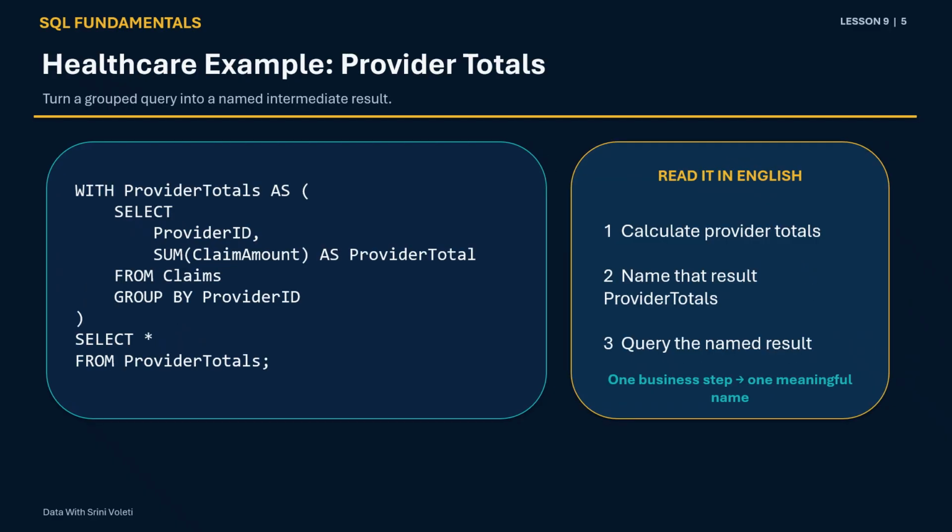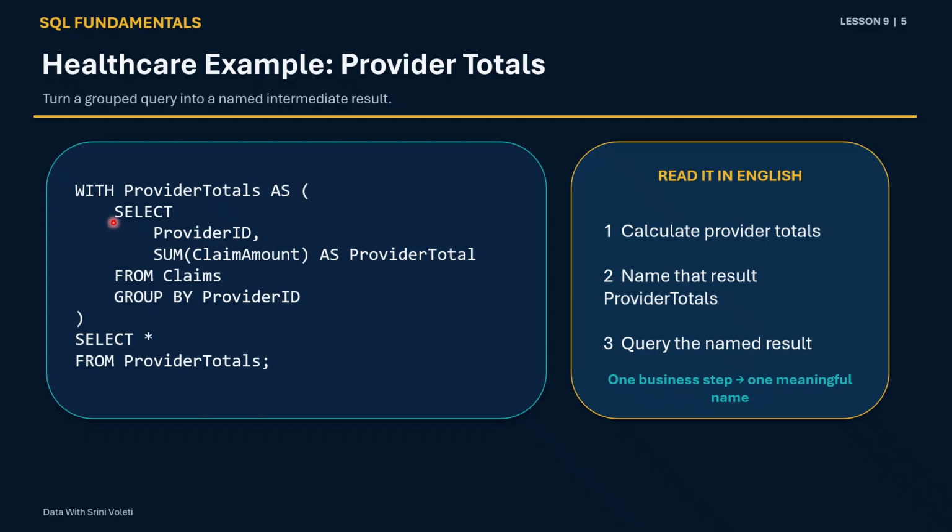Now let us use our healthcare database. We want one row per provider with that provider's total claim amount. We already know how to write the underlying aggregation. SELECT provider_id, SUM(claim_amount) AS provider_total FROM claims GROUP BY provider_id. The CTE does not replace that SQL, it organizes it.